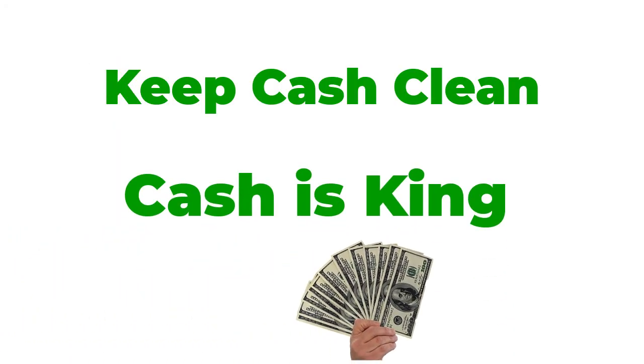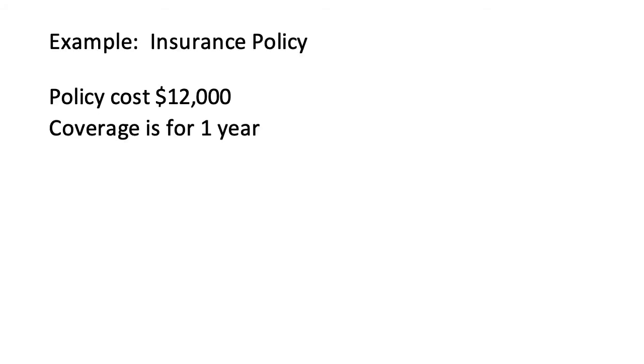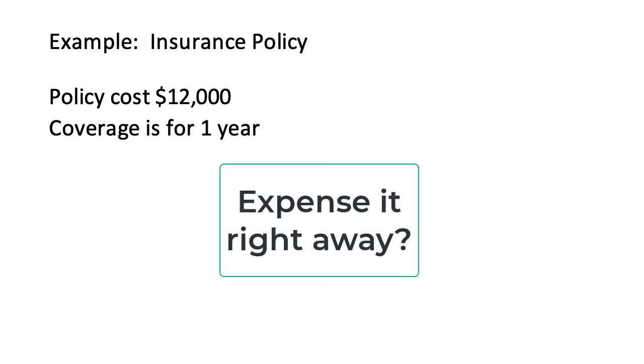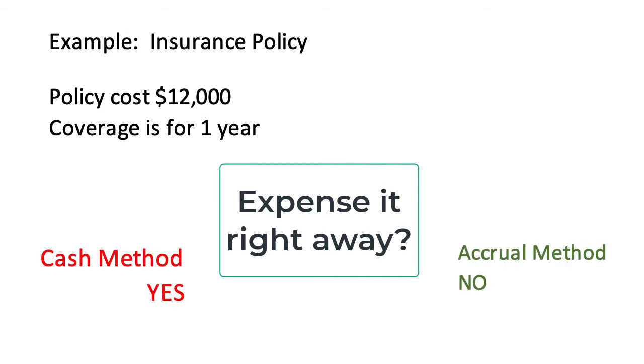Here is another example of accrual accounting. Suppose you buy an insurance policy for $12,000 and that policy covers a 1-year period. You may pay for the policy on day 1 of the policy period. Do you just record the policy as an expense in full on the day that you paid for it? Under the cash accounting method, you would, but under the accrual method, you would not. For a 1-year policy, you would show an expense each month for 12 months. The monthly expense would be 1/12 of the policy cost.